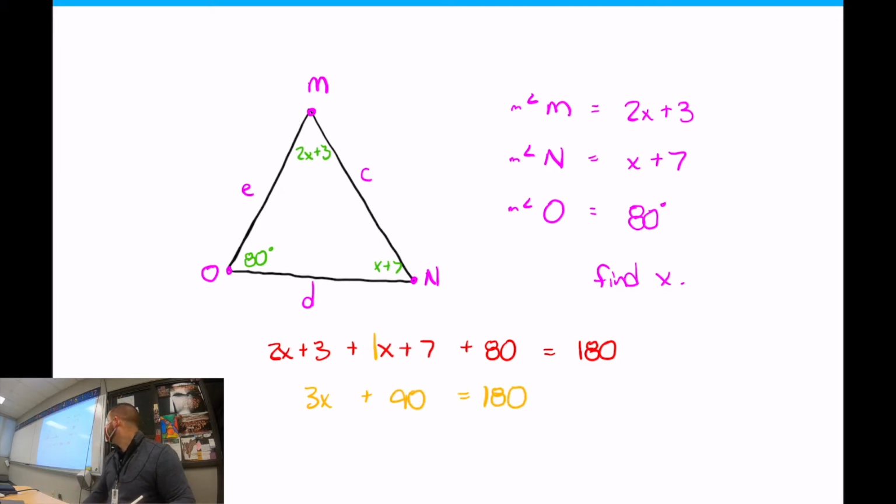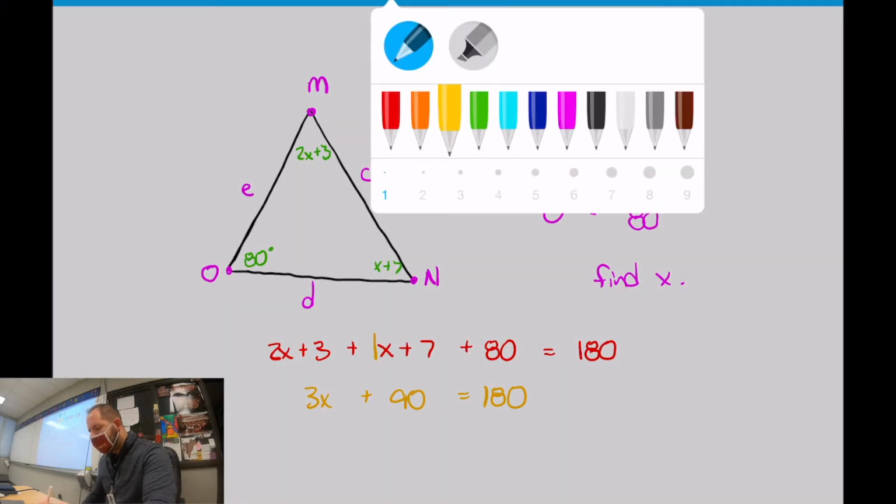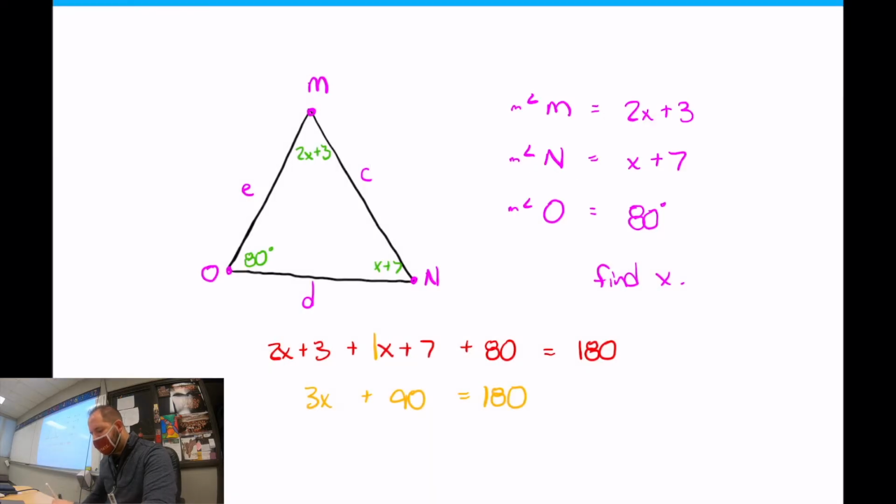So far so good? Now what? Subtract the 90. Subtract the 90 across, right? Because I want to solve this thing, so I'm going to subtract the 90 across. If I subtract the 90 over here, this is going to equal 90. 180 minus 90 is 90. So again, if you need a calculator, you can borrow one. And then the last step is usually always the same. It's usually division. So in this case, I'm dividing by 3 again. And my x turns out to be 30.